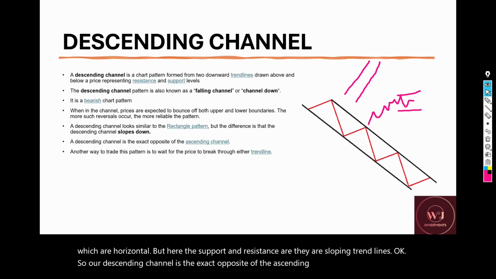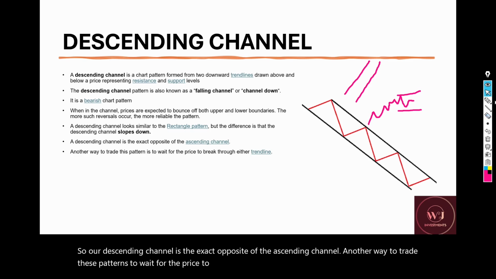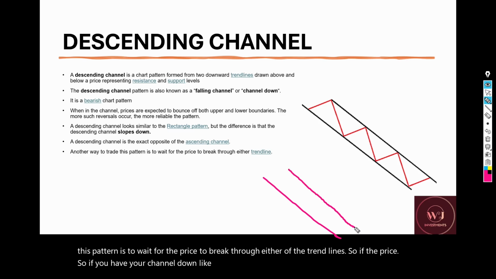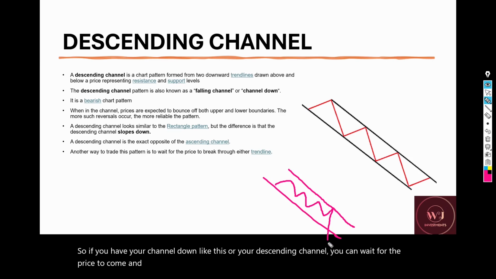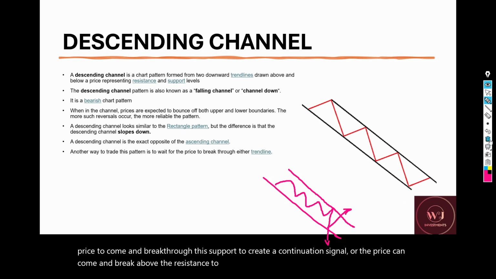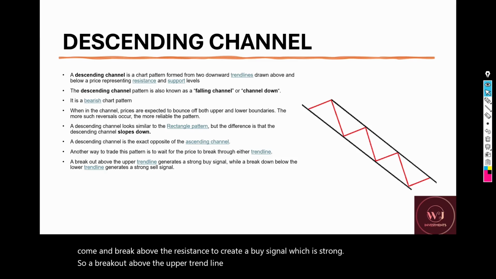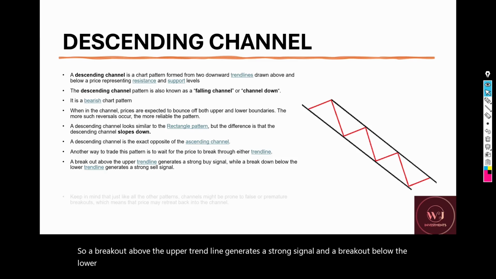Another way to trade this pattern is to wait for the price to break through either of the trend lines. So if you have your descending channel like this, you can wait for the price to come and break through this support to create a continuation signal, or the price can come and break above the resistance to create a buy signal, which is strong. A breakout above the upper trend line generates a strong buy signal, and a breakout below the lower trend line generates a strong sell signal.